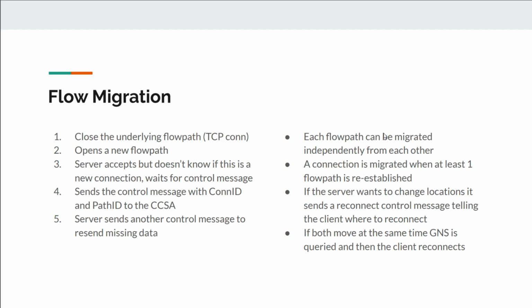And each flow path can be migrated independently. So you may only be changing one of your multi-homed IP addresses. This allows you to not have all your flow paths change at once, so you don't have to reestablish all your connections. If both move at the same time, there's no way for them to connect, right? Because they're sending to the wrong IP addresses. So what they'll do is query the GNS to see if anything's changed, and if it has, they'll try to reconnect to each other that way, basically just sending the reconnect control messages.